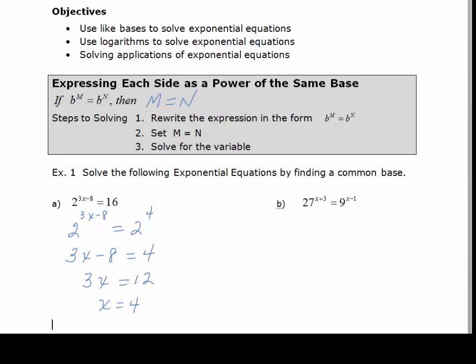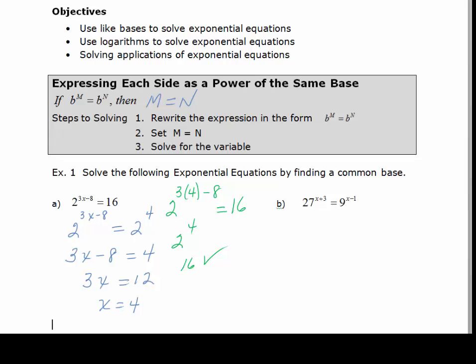And now I think it's a really good idea to check your answer, so we'll substitute 4 back in for x. Evaluating 2 to the 12 minus 8 is the same thing as 2 to the 4th, and 2 to the 4th equals 16, so we solved that correctly.